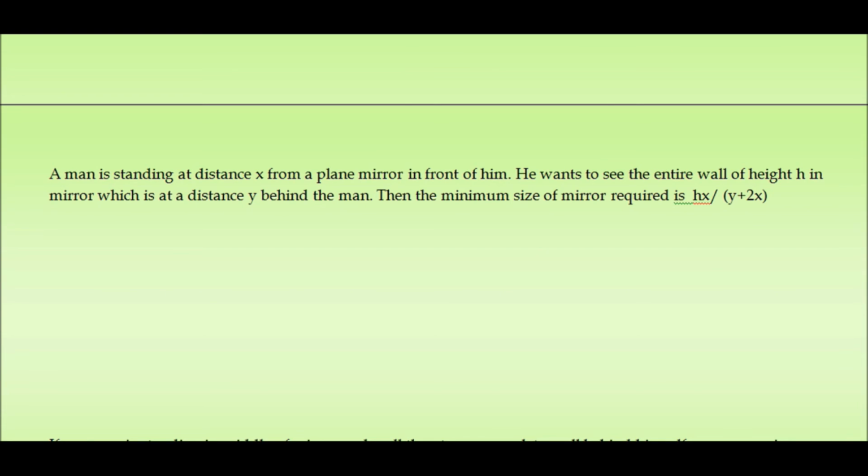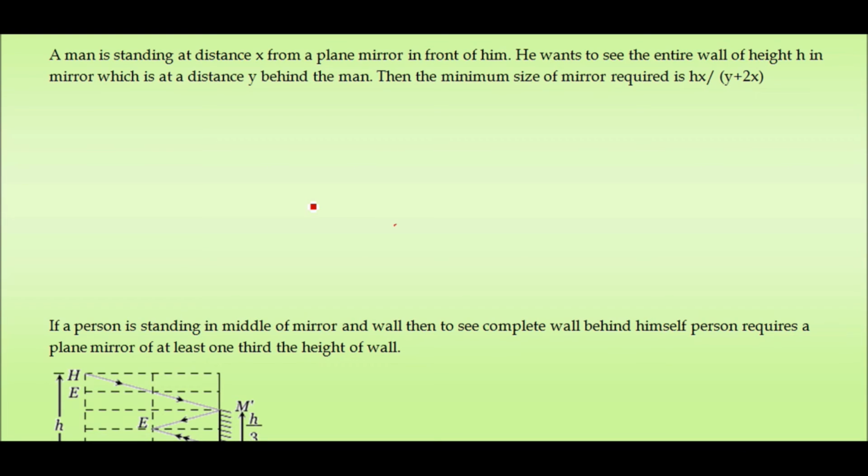Now the next concept: a man standing at a distance x from a plane mirror in front of him wants to see the entire wall of height h in the mirror, which is at distance y behind the man. Then the minimum size of mirror required is? So first we will draw the figure pertaining to this, and then we will learn this concept.